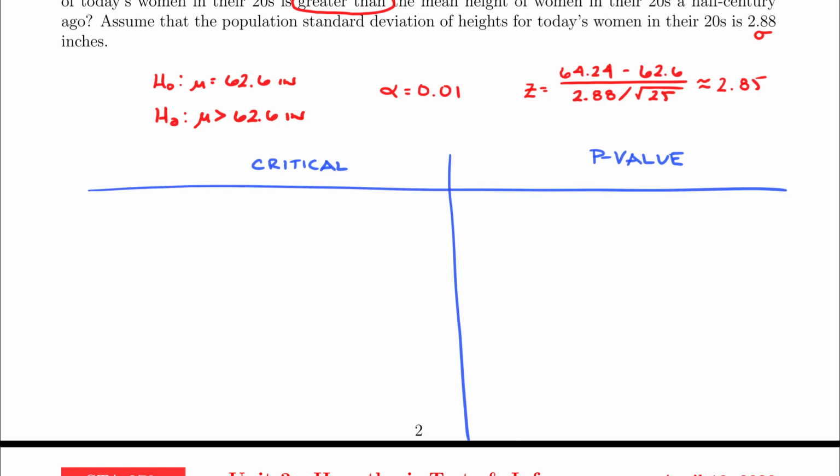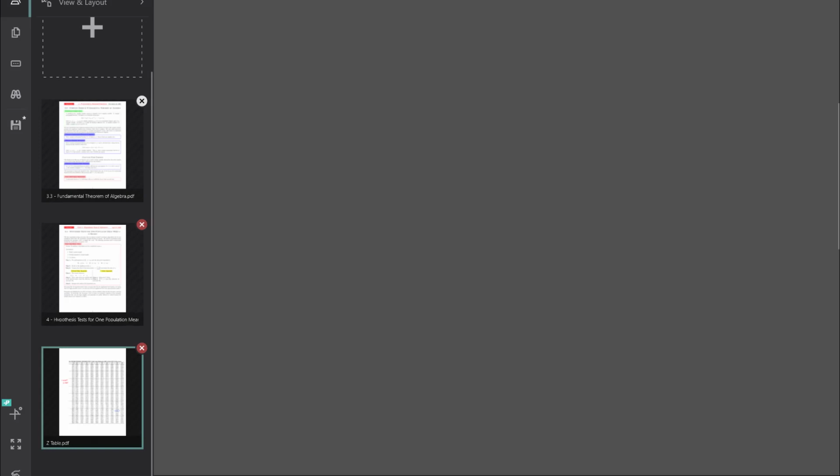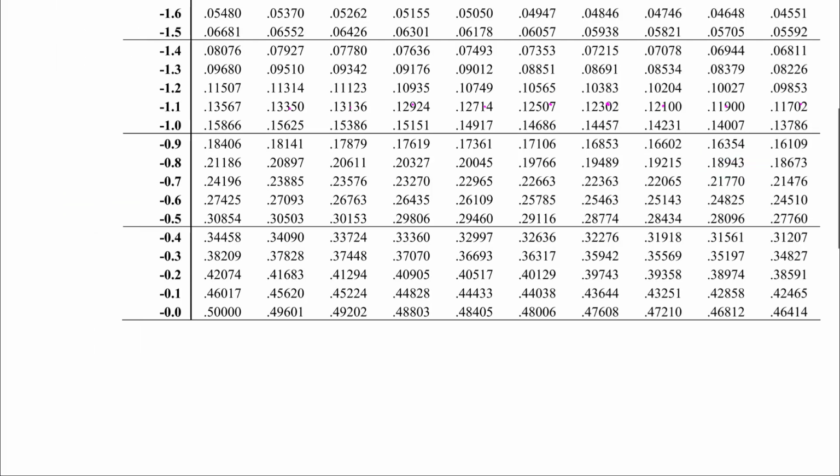And so when we set this up, our alpha is 0.01. So what we want to do is look at our z-table and find what z-score corresponds to 0.01. And remember, since it's a right-tailed test, we're going to have to do 1 minus 0.01, which is equal to 0.99. And then when we go look at the areas in the z-table, we're looking for 0.99.